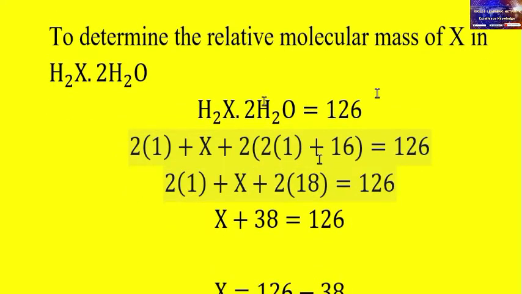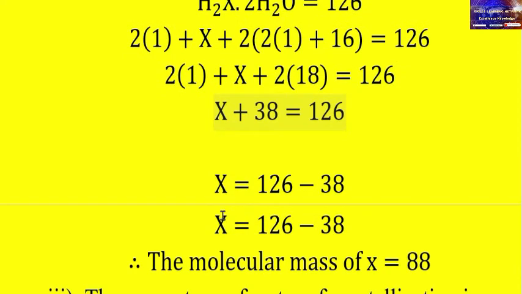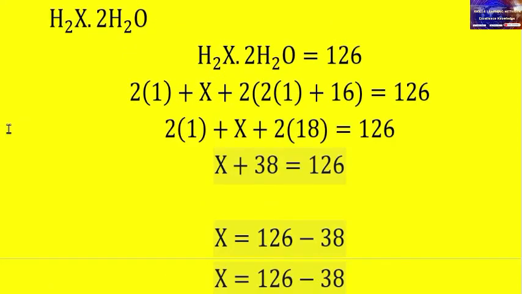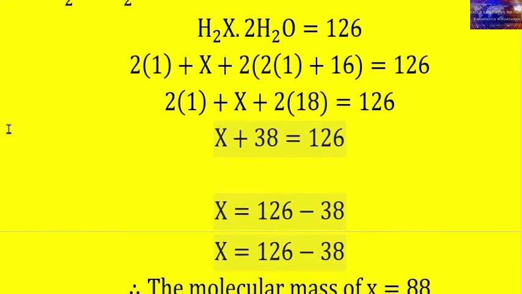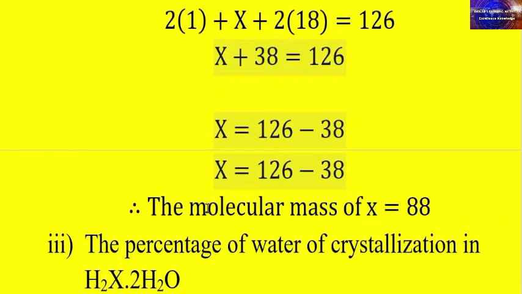To determine the relative molecular mass of X in that compound, you see how it is calculated. We take the relative molecular mass of the whole compound and subtract the other parts, and what remains will be the value of X. Let's check how this is calculated. I think you have observed the calculations, and the value of X is equal to 88.